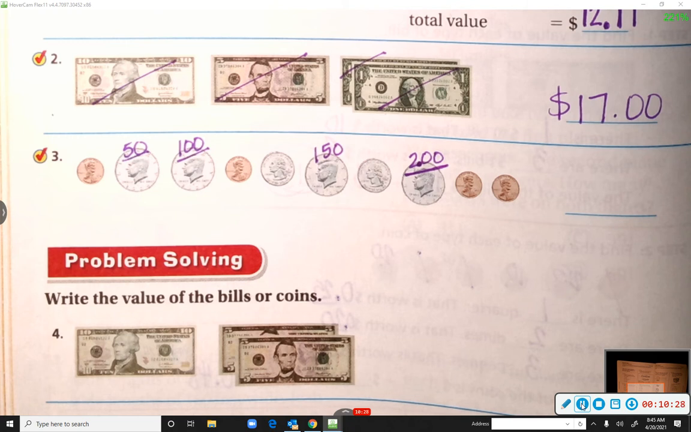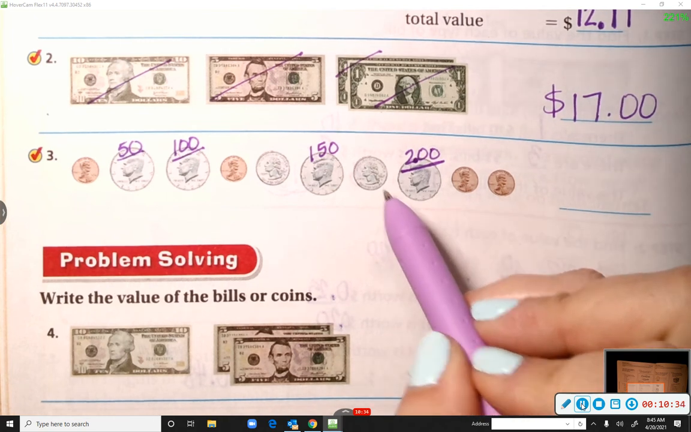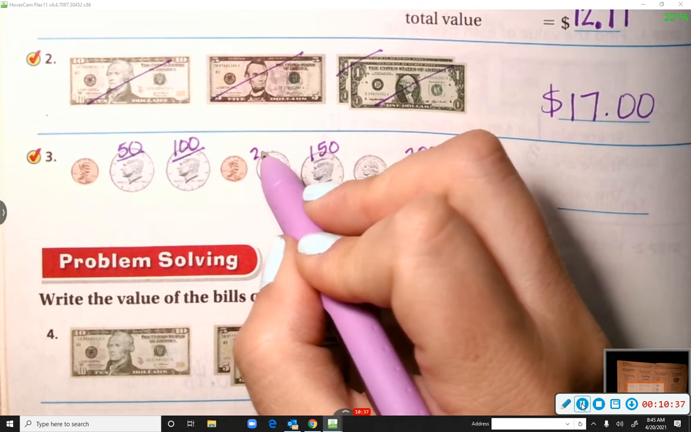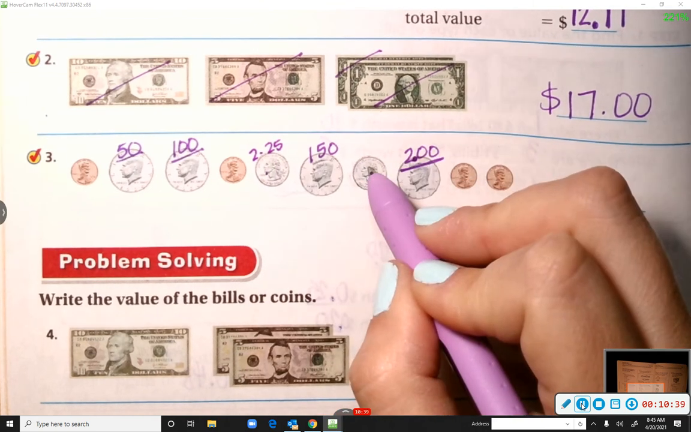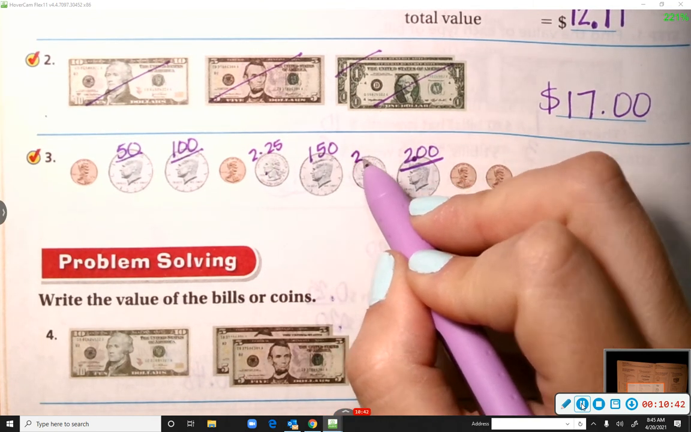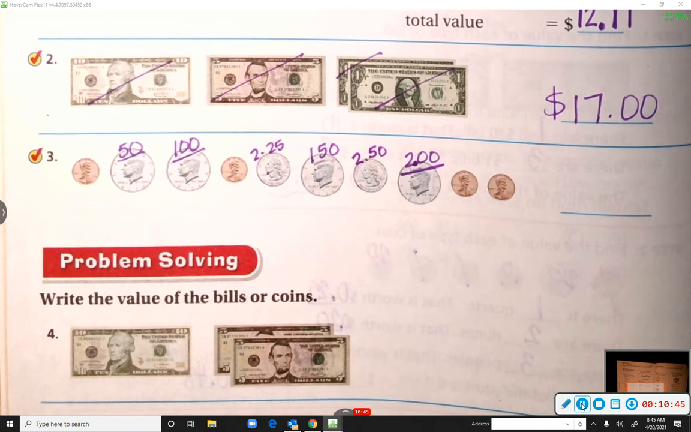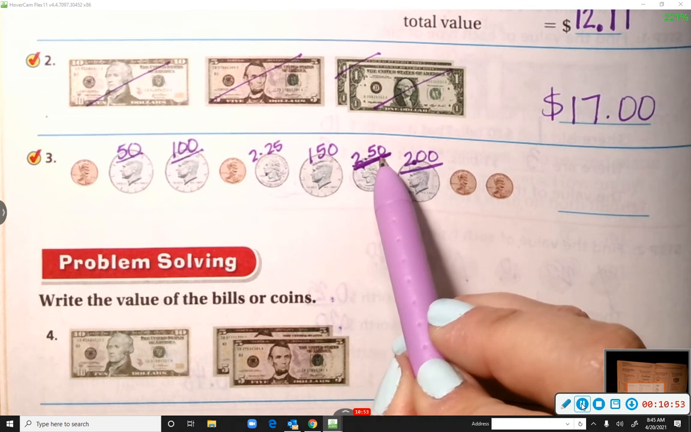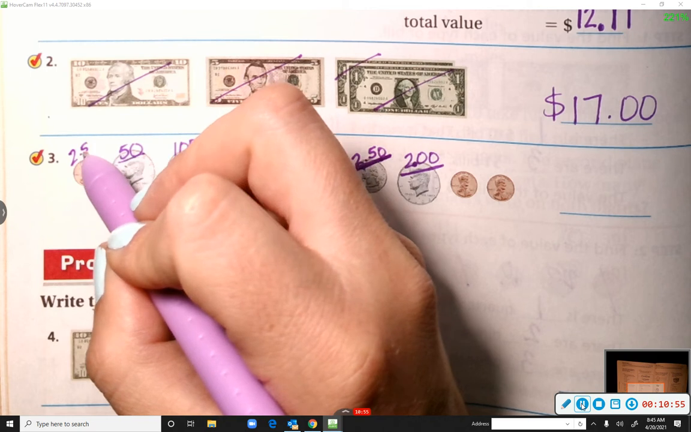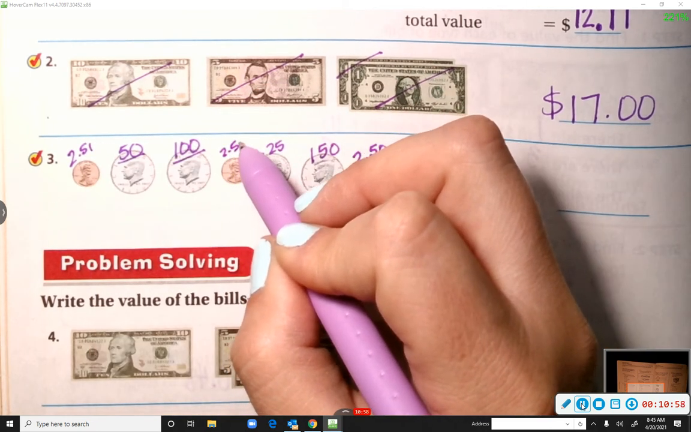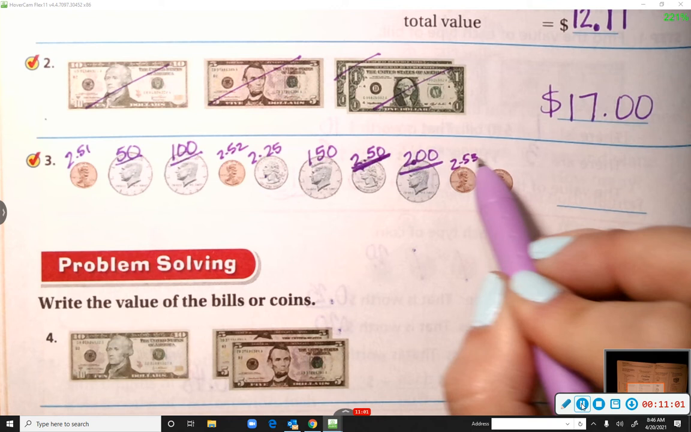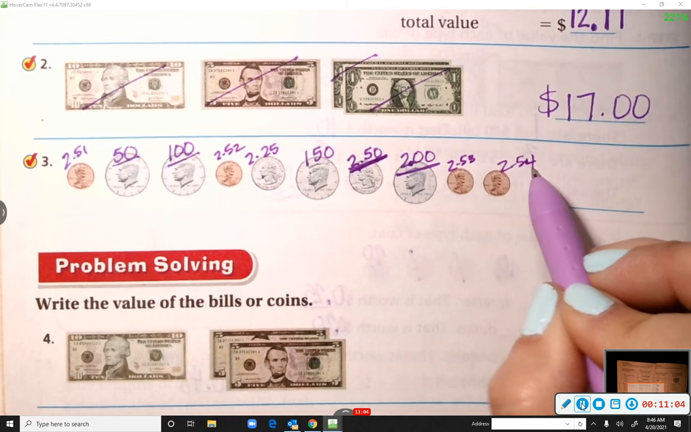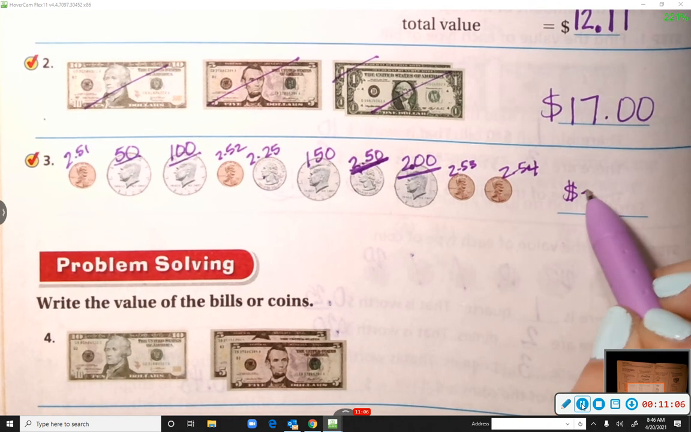Okay, now I'm going to go to the next coin and continue skip counting. So this is 25. So 225 plus another quarter would be how much? 250. Okay. Now all I have left are the pennies. So I go from 250 to what? 251, 252, 253, 254. Okay, so $2.54.